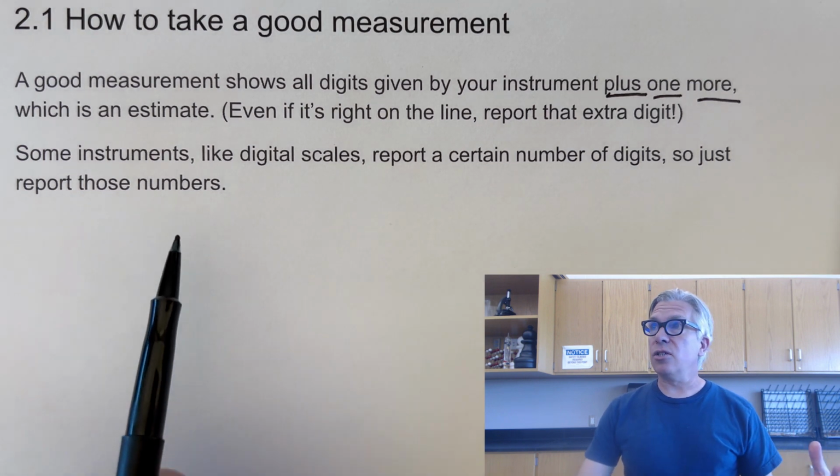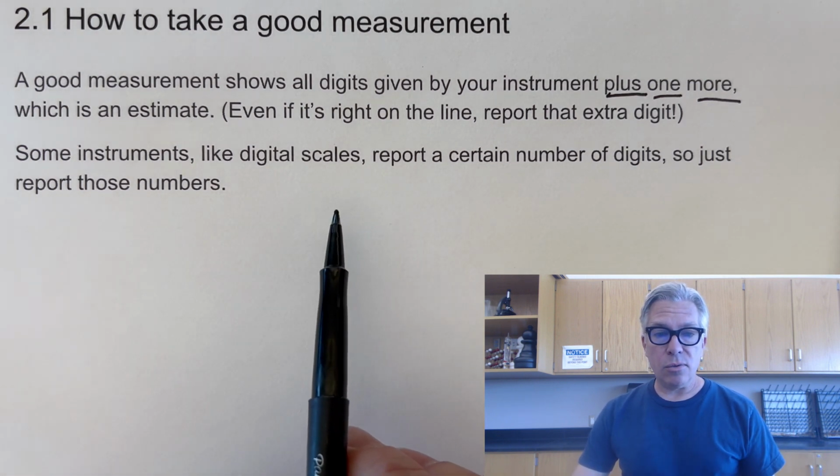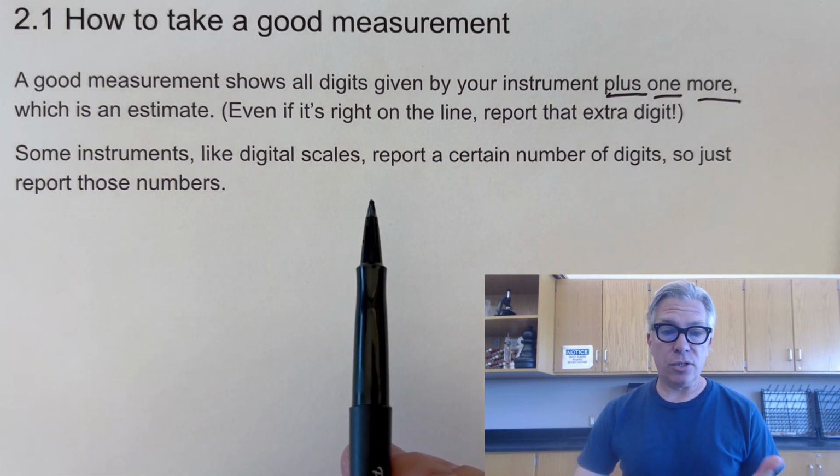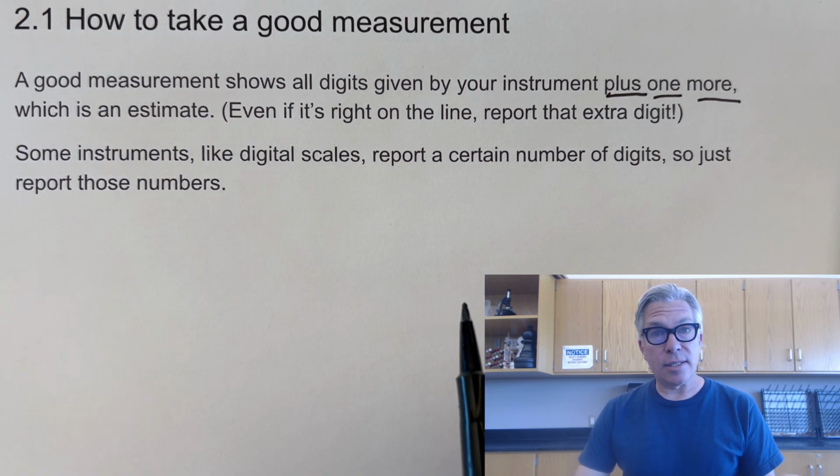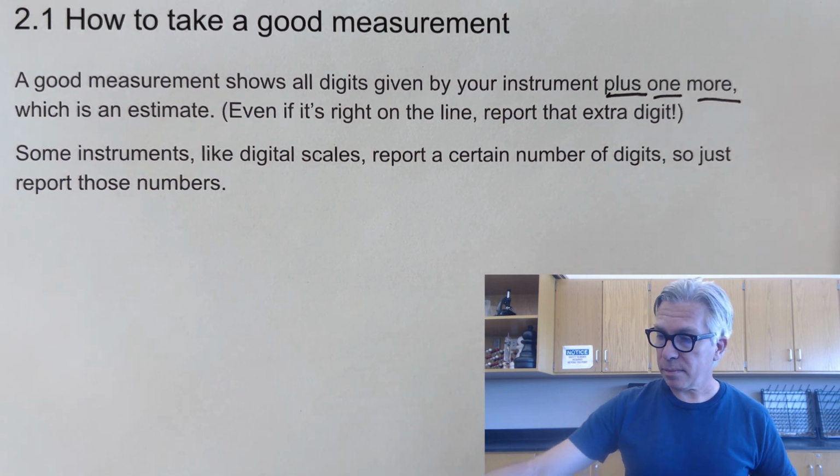Unless you're using like a digital scale or something, they just give you whatever digits that the scale knows, and you can just write those down. You don't have to estimate beyond what the digital scale is giving you. An analog scale, you might want to do the estimation. Okay, so just report those numbers.